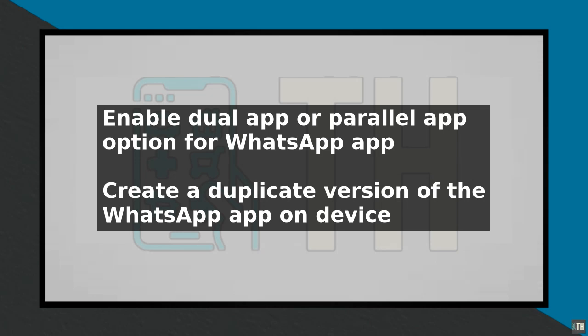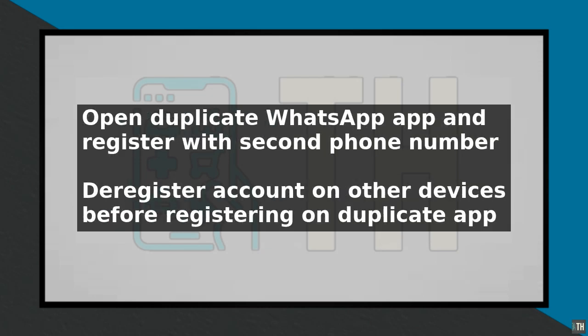To deregister your WhatsApp account, go to Settings, then Account, then Delete My Account. After deregistering your account, you can register it again on the duplicate WhatsApp app. To keep your two WhatsApp accounts organized, you can label them as work and personal or any other label that suits your needs. You can also customize the labels and icons of the two WhatsApp apps to differentiate them.